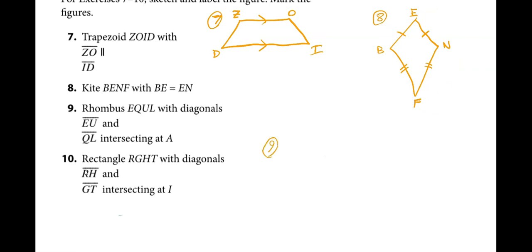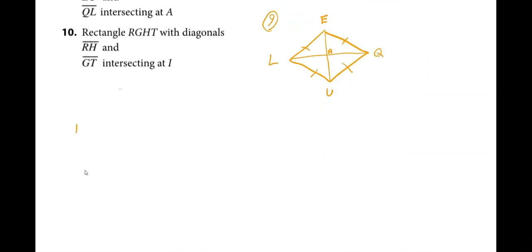Okay. Let's do number 9. So rhombus. A rhombus just has all sides congruent, and it says equal with diagonals EU. So that means here's EU, and so let's go Q and L. So that's equal, and so it says diagonal E to U. So let's connect it, and diagonal QL. Let's connect it. Intersect at point A. So here's point A.